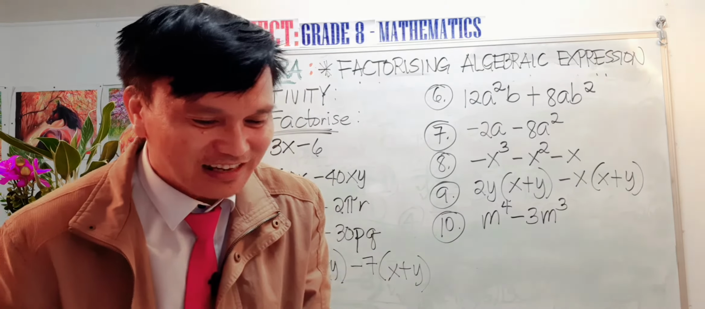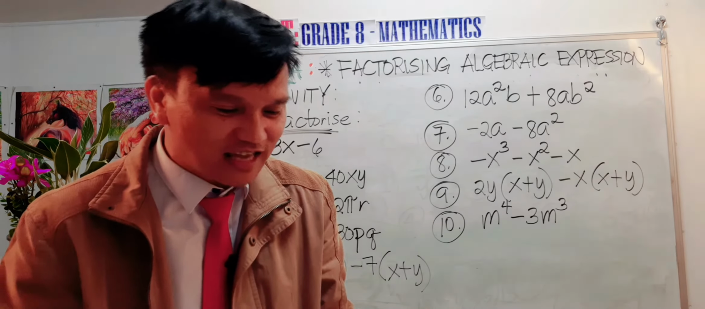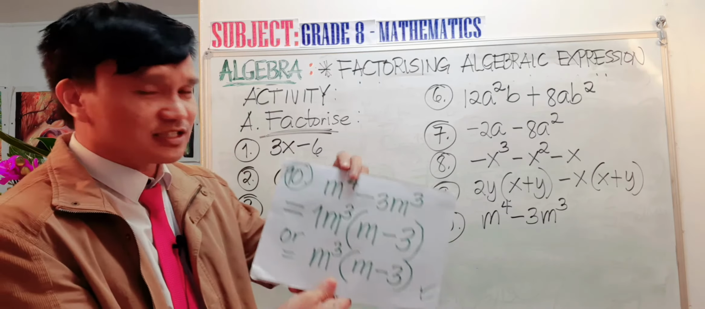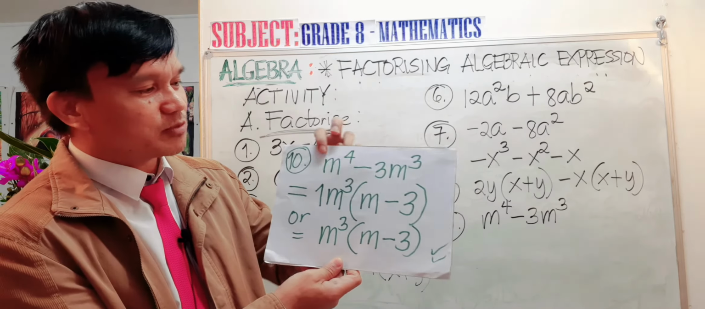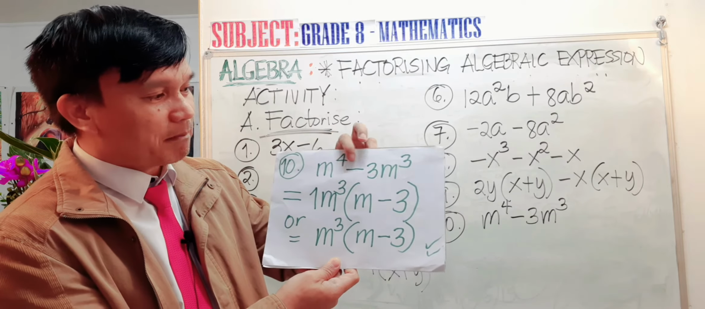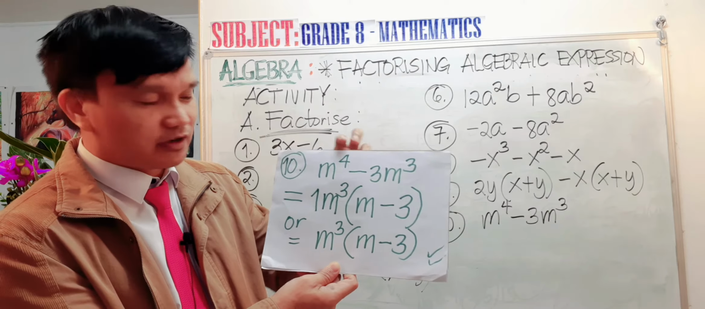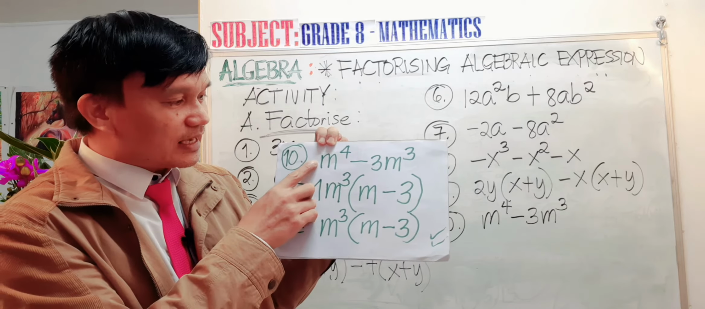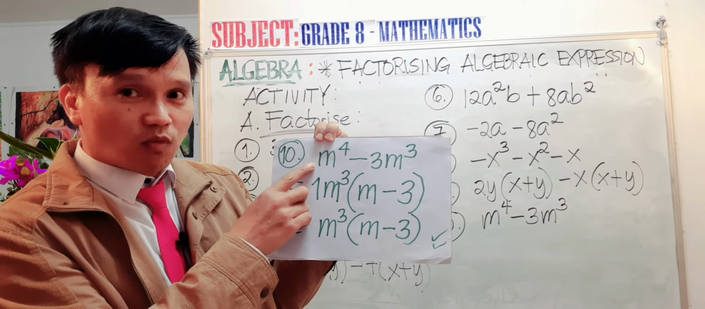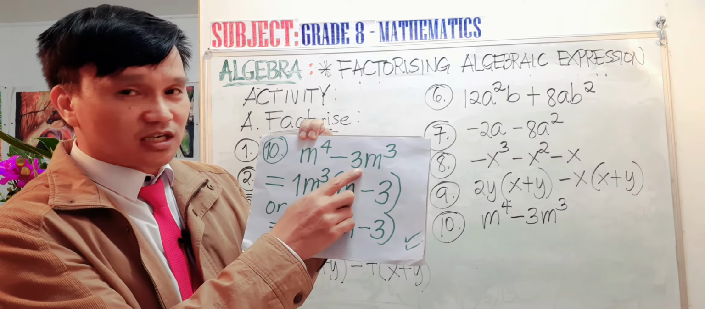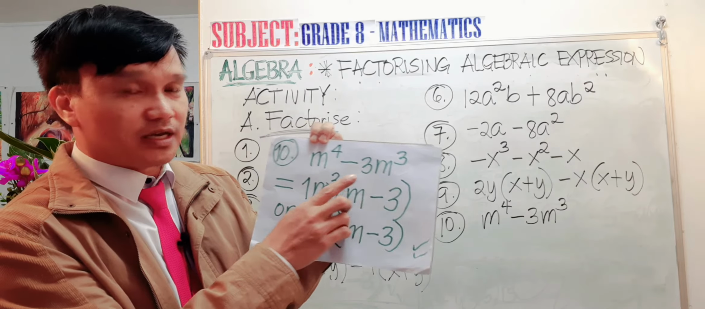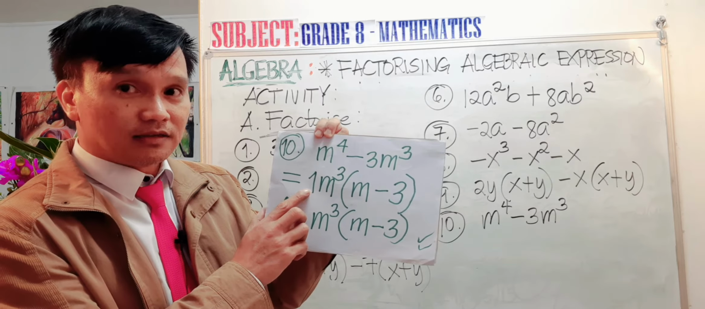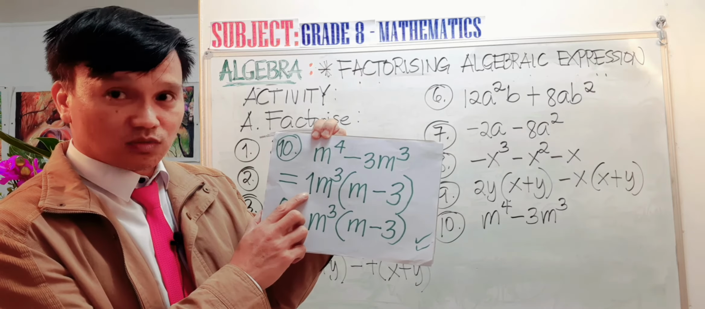Ladies and gentlemen, question number 10 is m to the power of 4 minus 3m to the power of 3. Since our first term has only a numerical coefficient of 1, and the second term has a numerical coefficient of 3, our highest common factor of the numerical coefficients is 1.